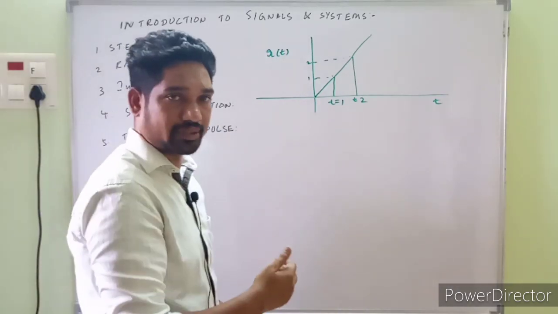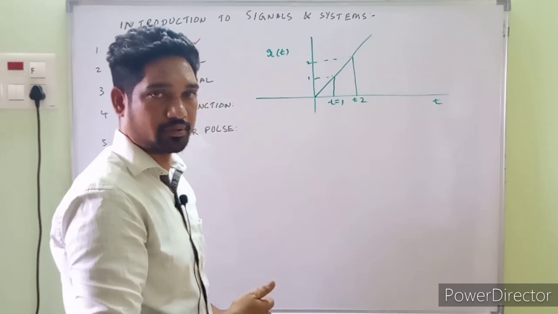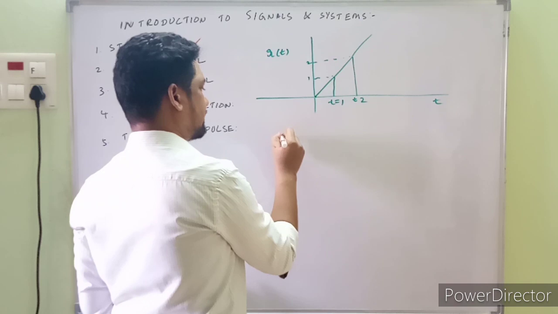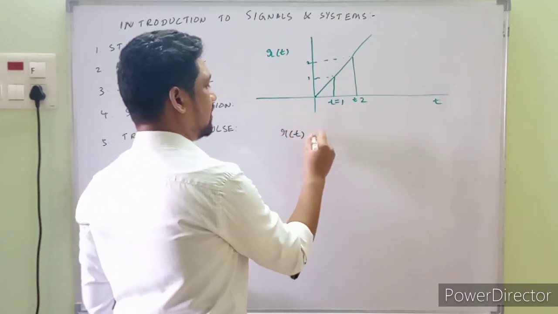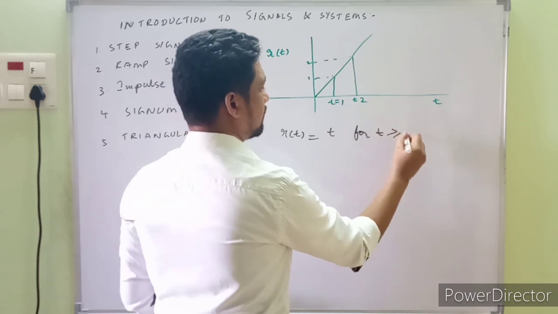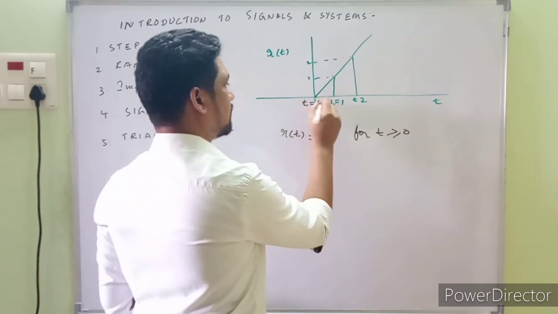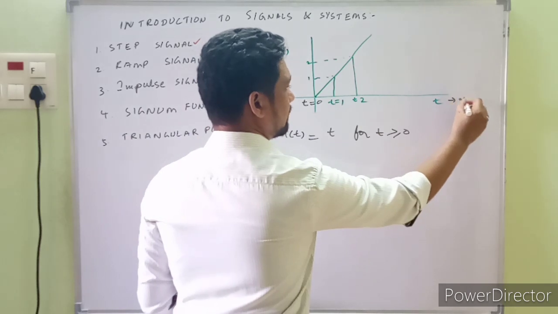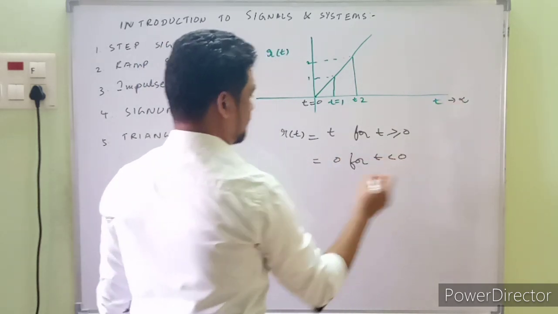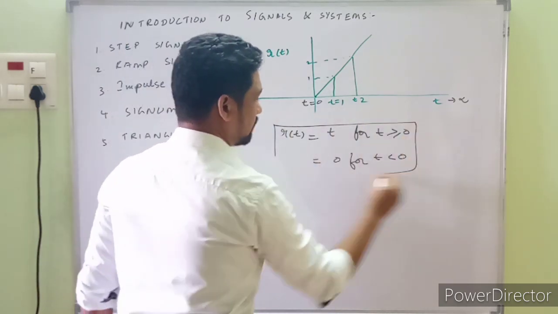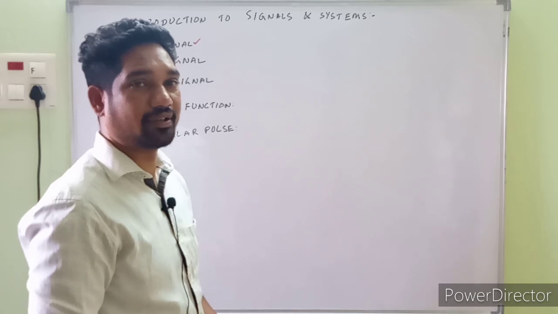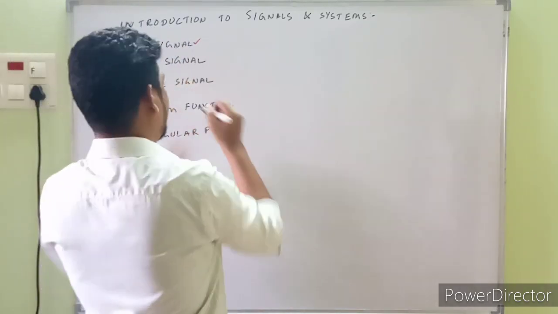So how is the mathematical representation for the ramp function? It's denoted as r of t. R of t will be equal to t for t greater than or equal to 0. Once again, it starts commencing from t equal to 0 and tends up to infinity, and equal to 0 for t less than 0. This is the mathematical representation of a ramp function. Even this is important.